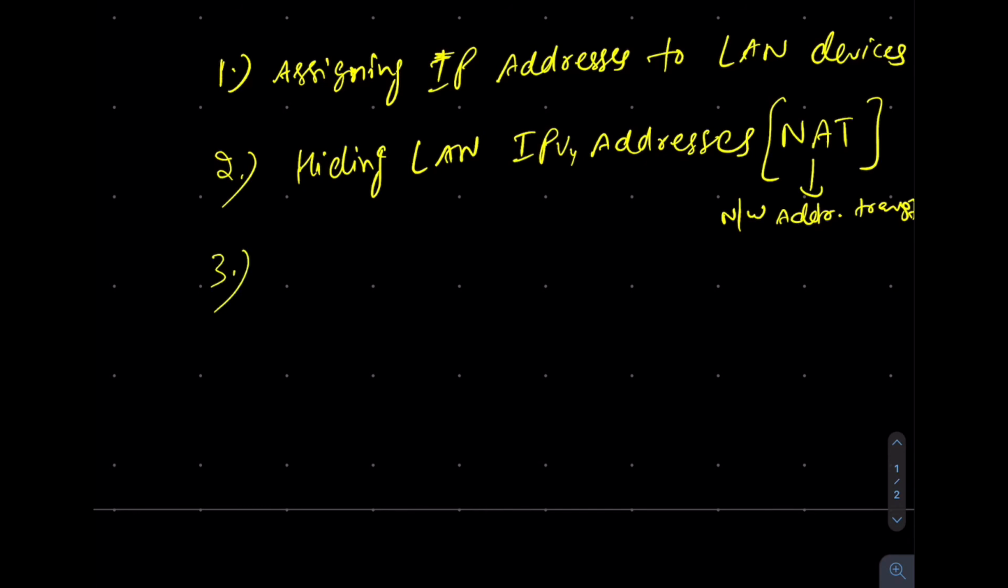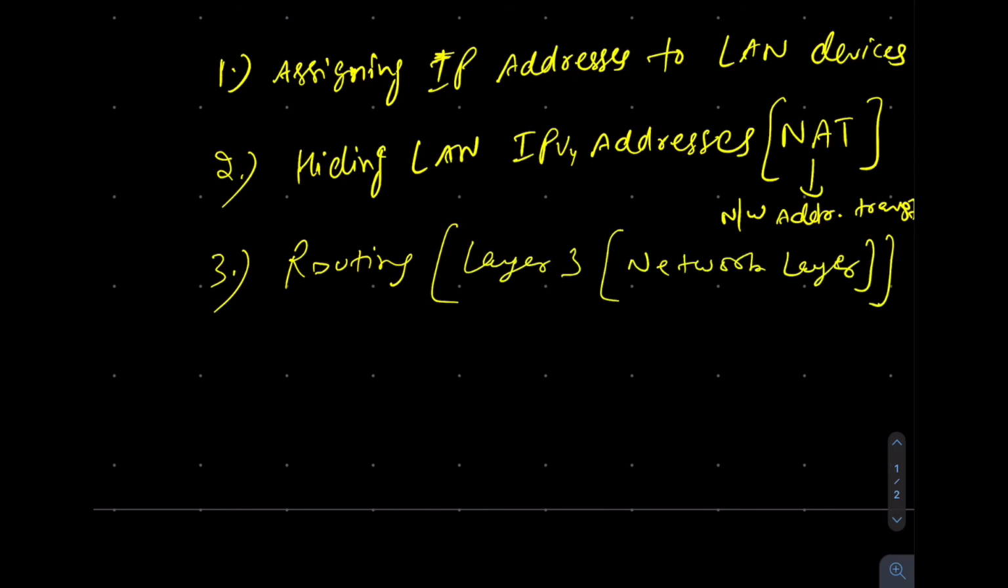The third thing the router does is perform routing, and routing generally happens on layer three. Layer three is the network layer. So here is where routing happens. Routing is basically what to do with the packet. If a packet comes, what action we have to perform on that particular packet. That's what routing is. Whether we have to consume the packet, forward the packet, or drop the packet, all of that comes under routing.